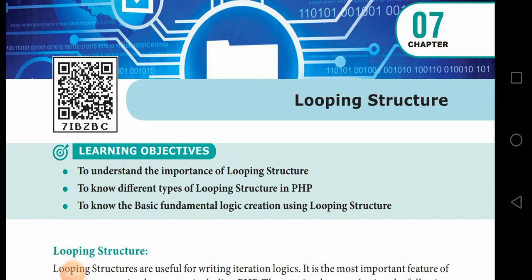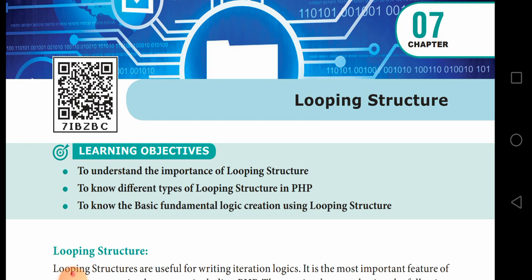Today we are going to see chapter number 7, looping structure. In that we are going to see three concepts, children: importance of looping structure, different types of looping structure in PHP, and the fundamental logic creation using looping structure.